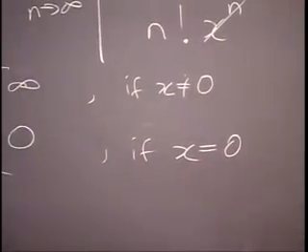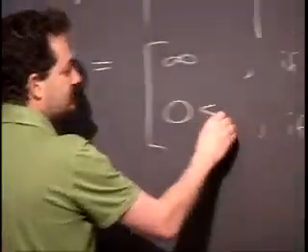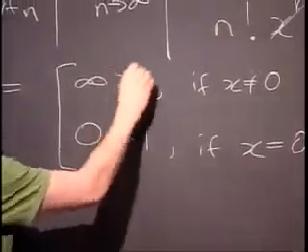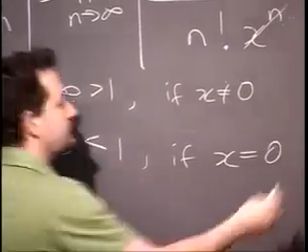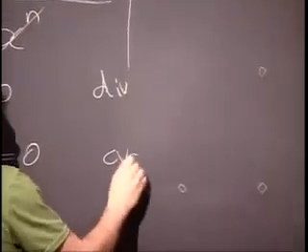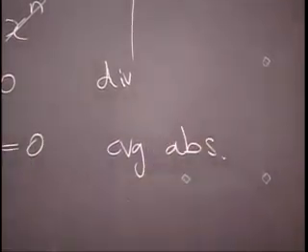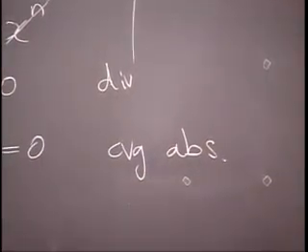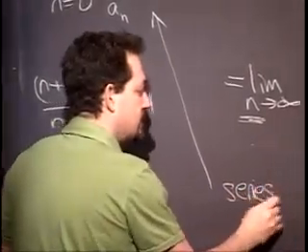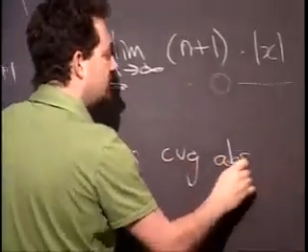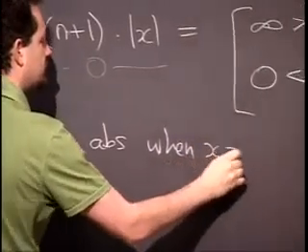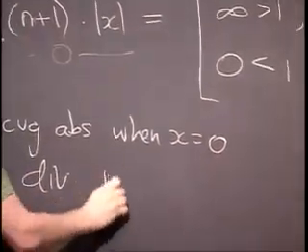And what is important in the ratio test is whether that limit that you get is less than 1 or greater than 1. If it equals 1, you're in trouble. But in this case, 0 is certainly less than 1, whereas infinity is certainly bigger than 1. So in this case, it diverges, and in this case, it converges absolutely. It's not very exciting. Basically, this shows that the series here converges absolutely when x equals 0 and diverges when x is not 0.